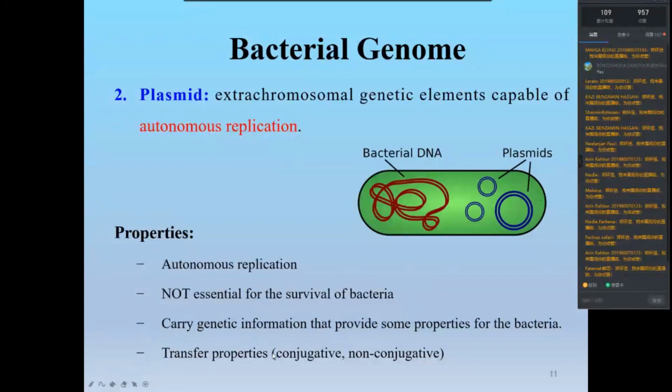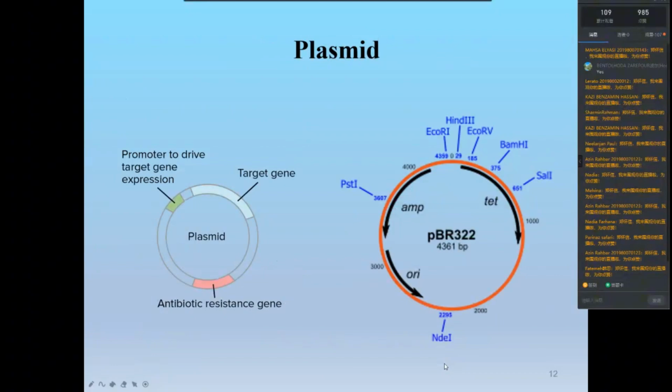And the transfer property means that this plasmid can go from one bacterium to another. So it can transfer from one bacterium to another. This is a transfer property. They can be conjugative or non-conjugative. This is plasmid.